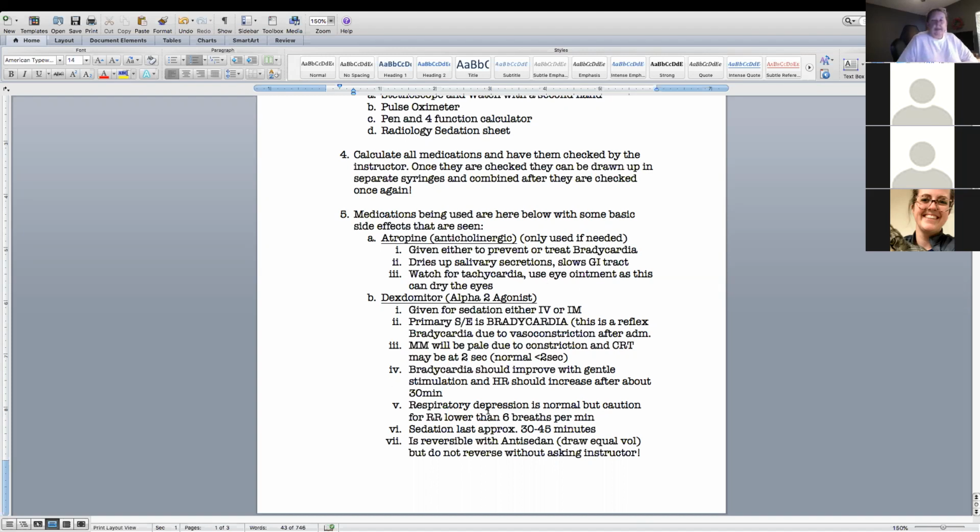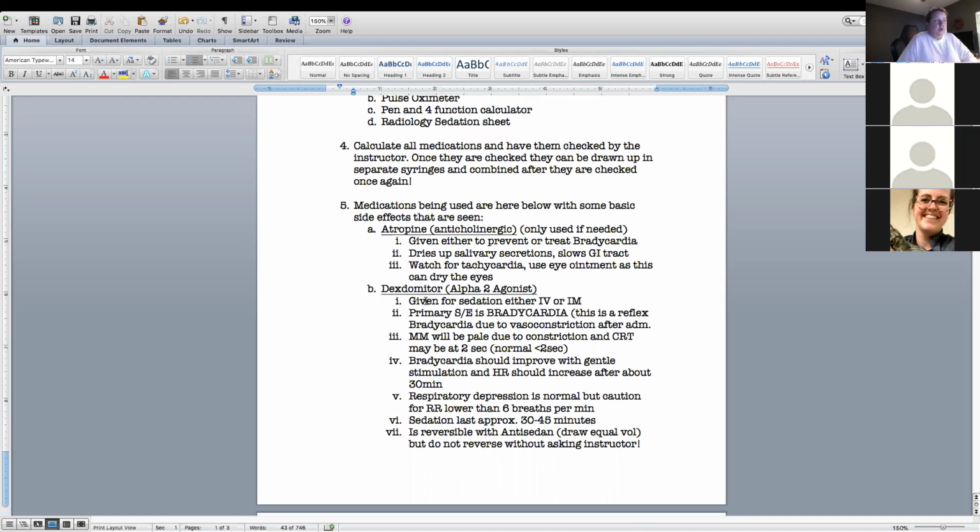The main sedative you're giving is dexdomitor, the generic name is dexmedetomidine, which is an alpha-2 agonist. That's the drug family. We can give it IV or IM. You guys will be giving it IV. If you cannot hit a vein, sometimes she will give it in the muscle, and then it'll take a little bit for it to kick in.